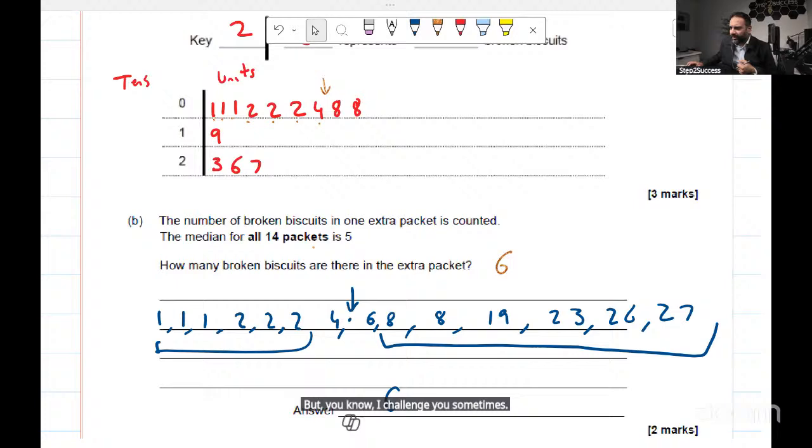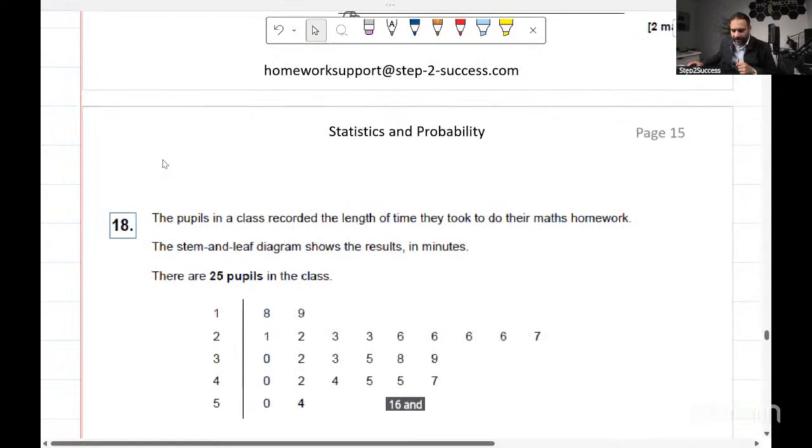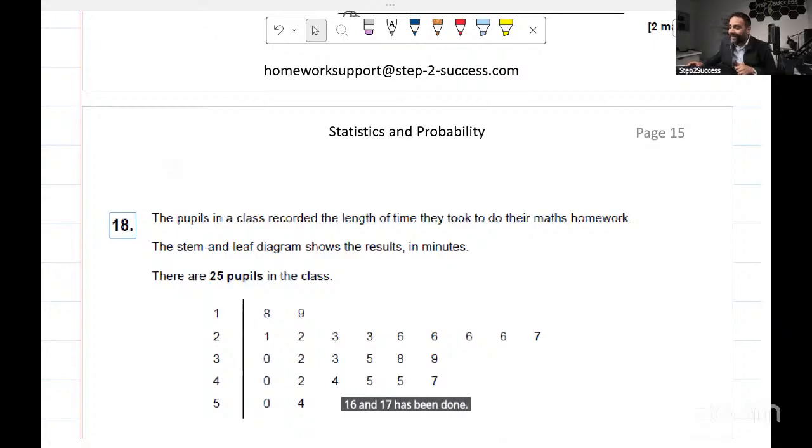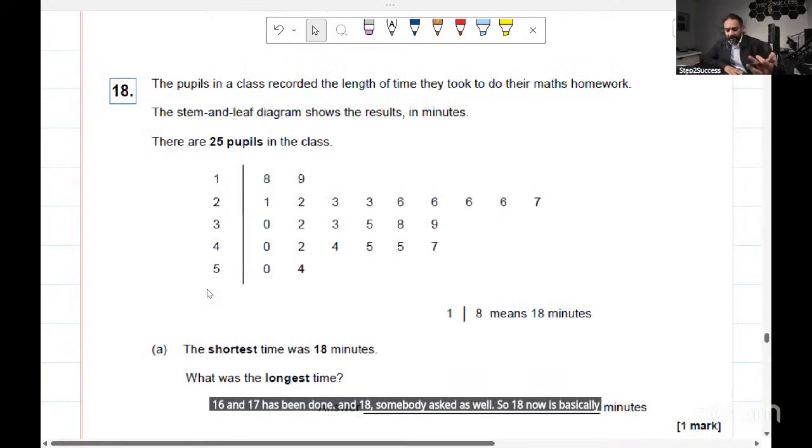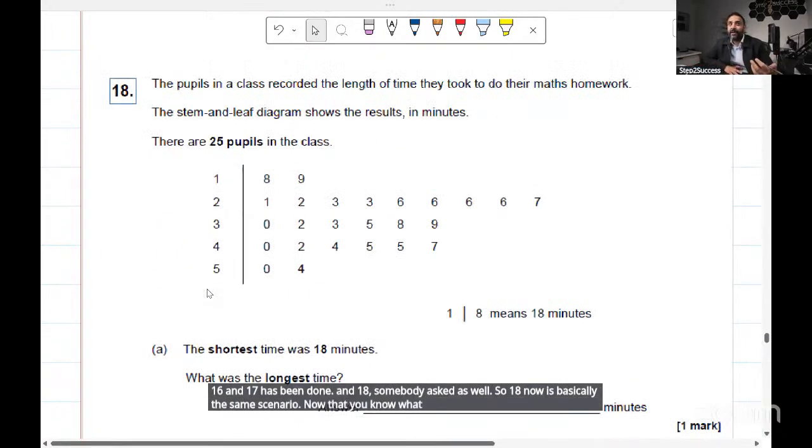So where are we? 16 and 17 have been done, and 18 somebody asked as well. So 18 now is basically the same scenario. Now that you know what a stem and leaf diagram is, this should become easier.